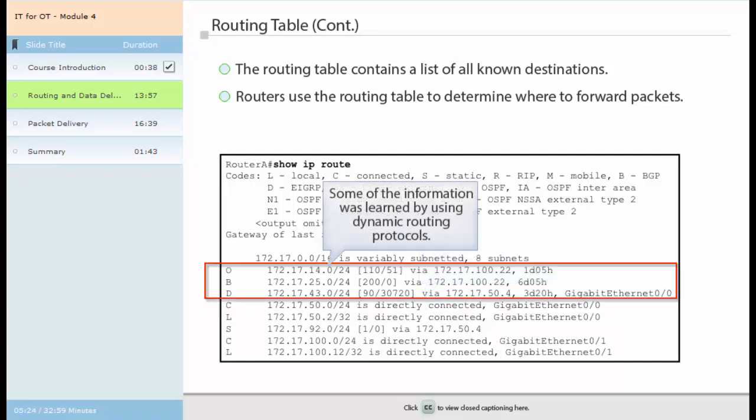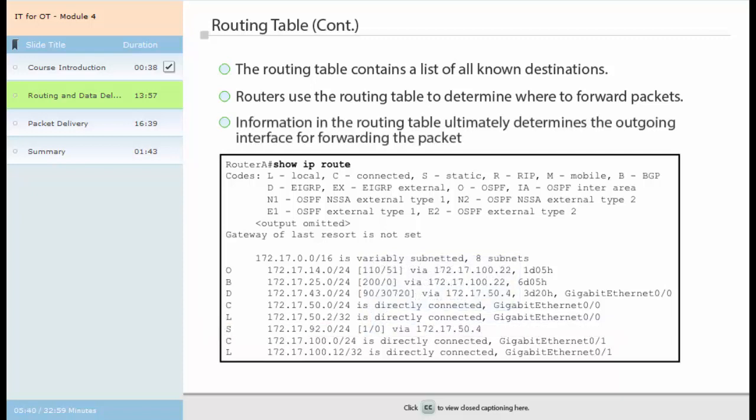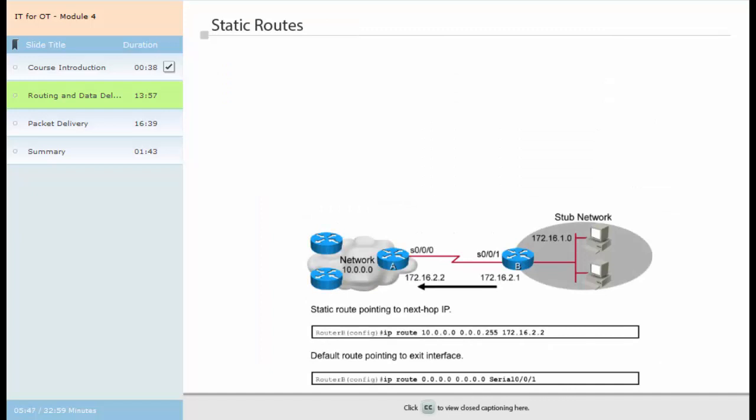Some information was learned from neighboring routers by using dynamic routing protocols such as OSPF and BGP. And some of the information was programmed in manually by the network administrator by defining static routes in the configuration of the router. Information in the routing table ultimately determines the outgoing interface for forwarding the packet. Depending on network size, complexity, desired security, and design, you can choose between a dynamic routing protocol and configuring static routes. Static routing has some advantages over dynamic routing.